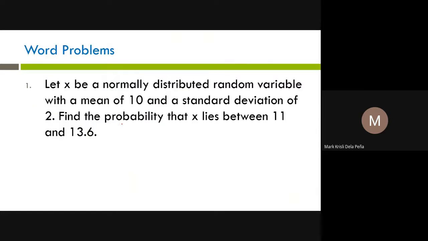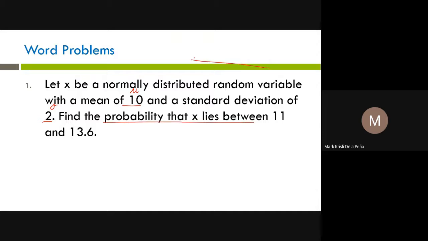Okay, now suppose we have x be a normally distributed random variable with a mean of 10 and a standard deviation of 2. What is the probability that x lies between 11 and 13.6? So we have here given values. This will be our mean, so denote it as mu. And this is our standard deviation or sigma. Then there are two values, so find the probability that x lies between.